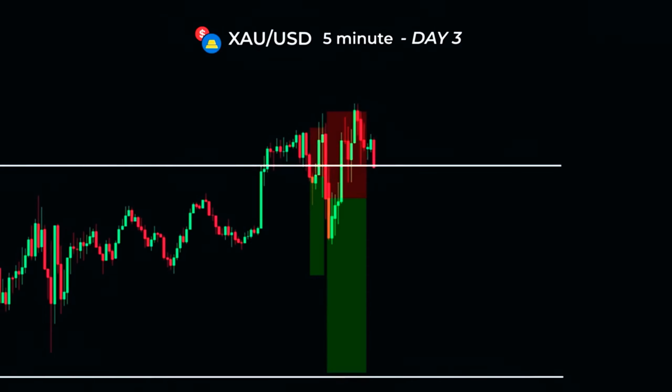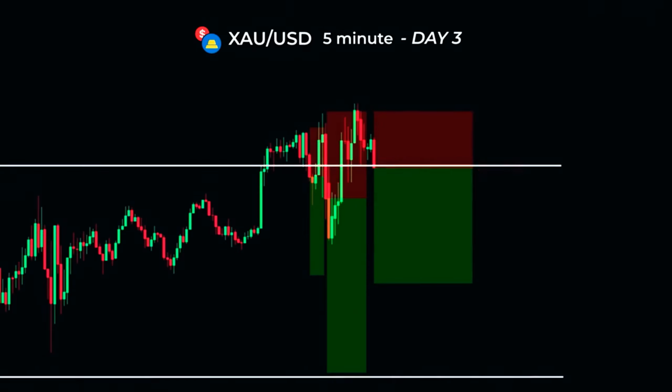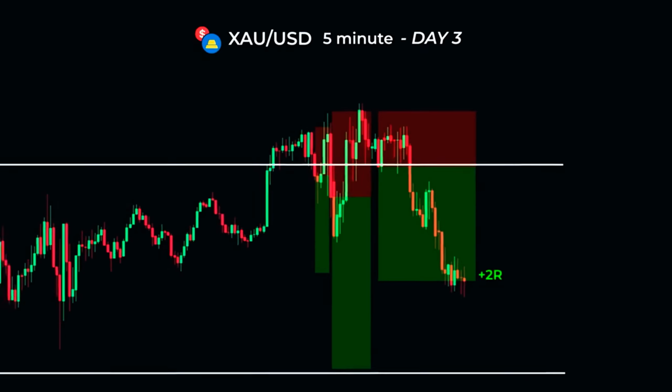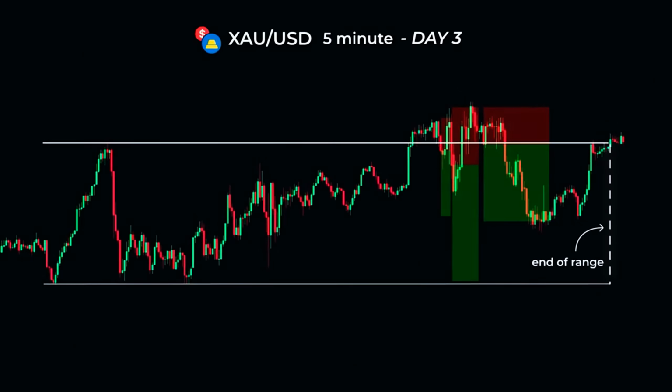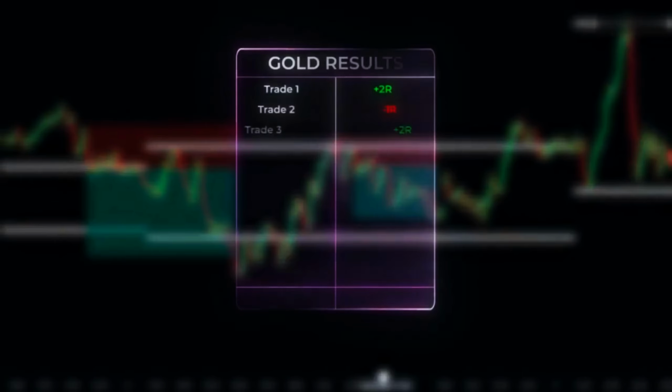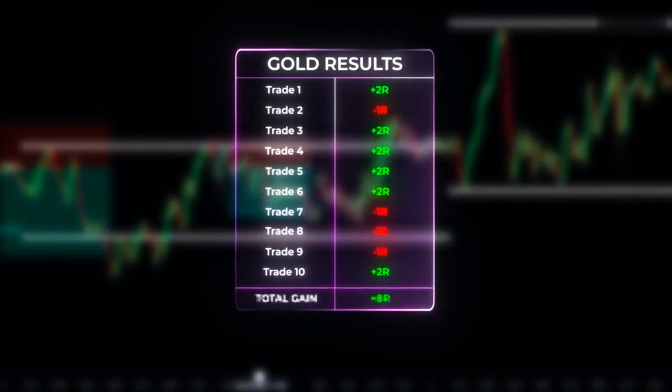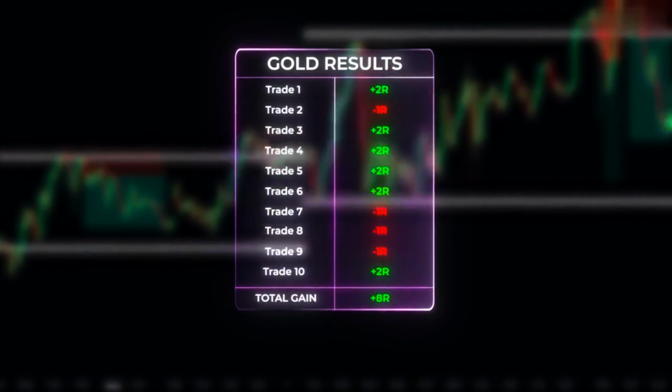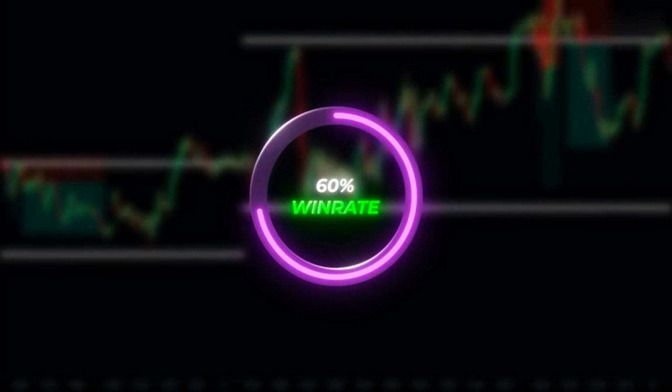But then, price re-entered the range once more, so that's another short entry. We place a stop loss at the highs and take profit at 2 times risk. This time, price hits the target, giving us a 2R gain. So that's the end of this range. Now, let's see the final results. Out of 10 trades we took on gold, the strategy gave us 6 wins and 4 losses, with a total of 8R gained. That equals a 60% win rate, which again are very solid returns.